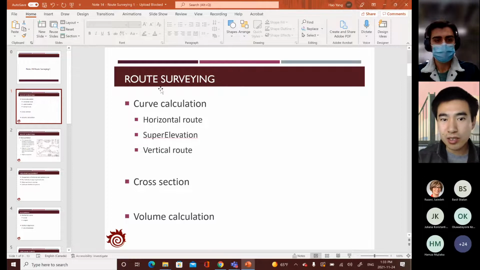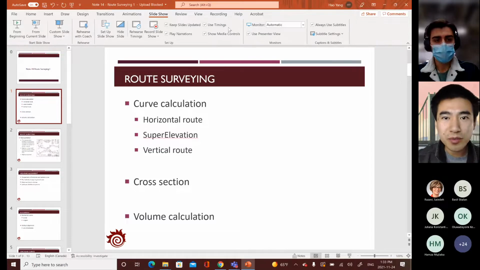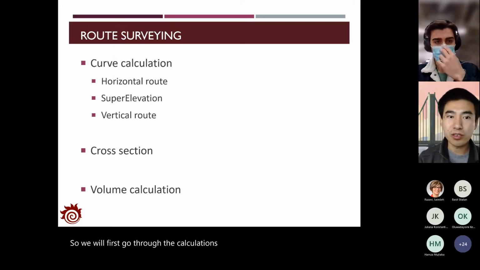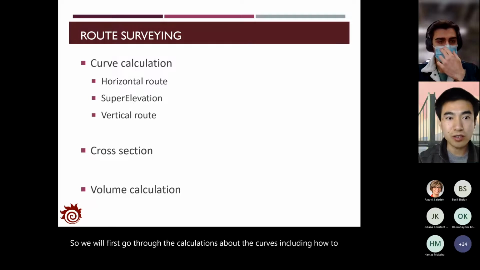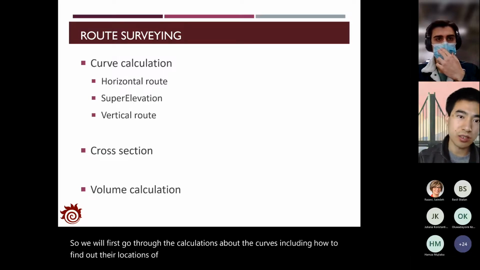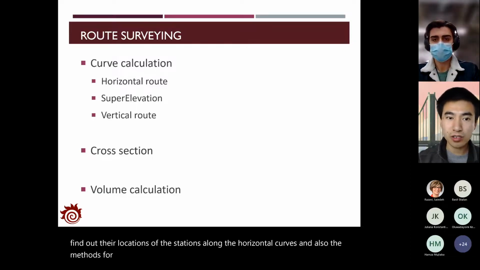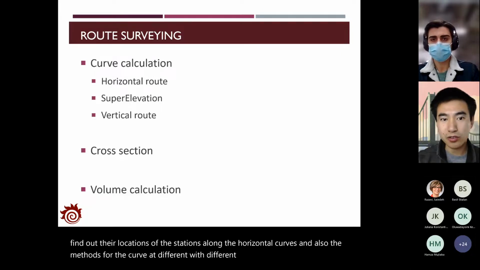We will go through the... just a moment. Let me go to the presentation mode. So we will first go through the calculations about the curves, including how to find the locations of the stations along the horizontal curves, and also the methods for curves with different elevations, which will be the superelevation and the vertical curve layout.